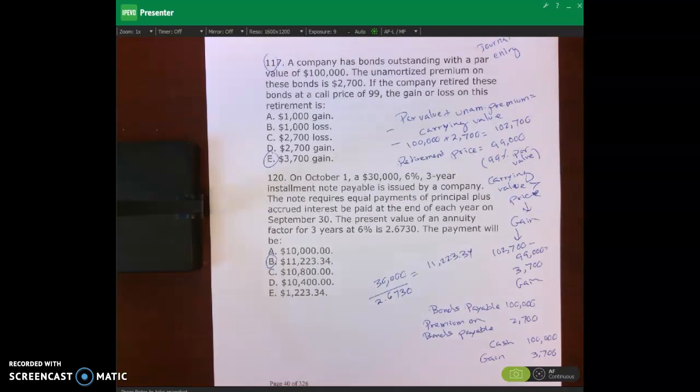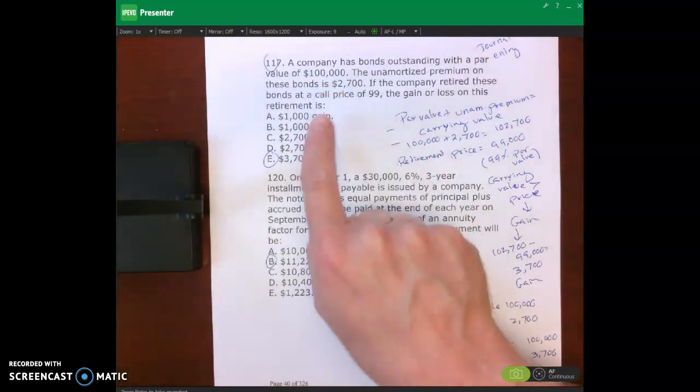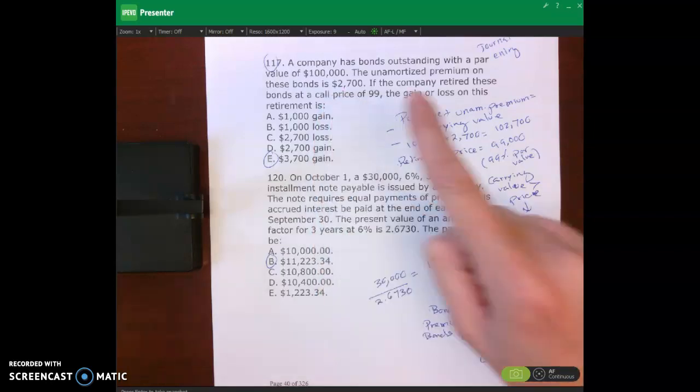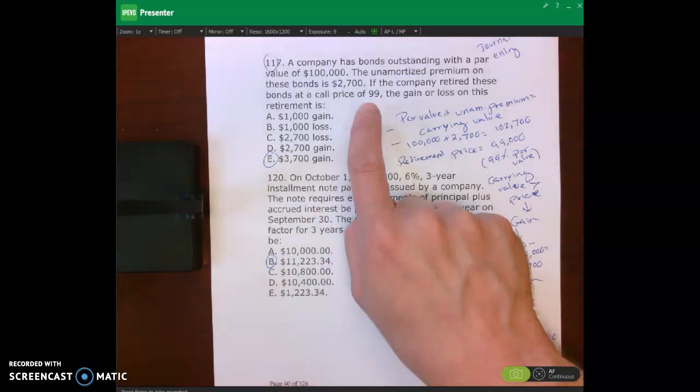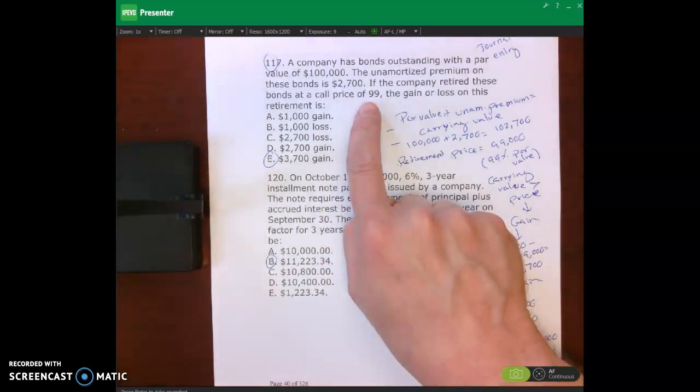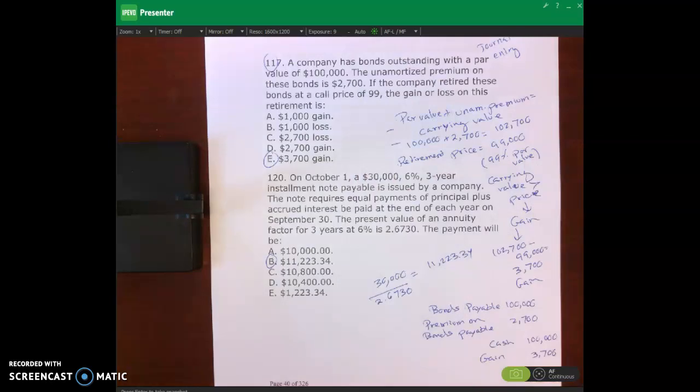So first thing is we have to compute the carrying value, which is going to be the par plus the unamortized premium. Carrying value is $102,700. The call price is $99,000 because it's 99% of par. Carrying value is greater than price, which means we have a gain. How much is the gain? The carrying value minus the call price, $3,700.